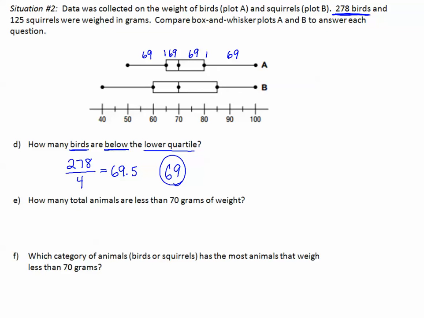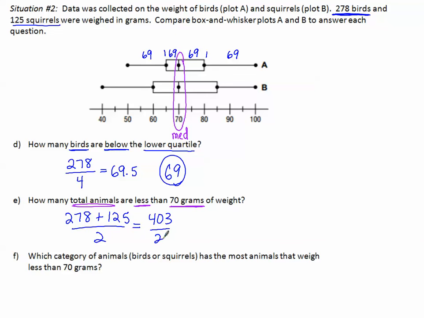How many total animals, so all together, are less than 70 grams of weight? So 70, notice that that's right in the middle. That's our median. So below 70 is exactly half of the amount of animals. So total amount of animals is 278 birds and 125 squirrels, and then half of that total amount. So altogether, we have 403 animals. Divide that by 2 to get half of that, and we have approximately 201. Now you know this isn't going to make exactly 201. This is going to make 201.5.